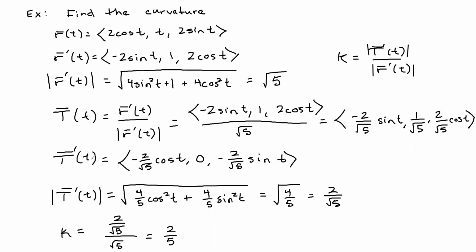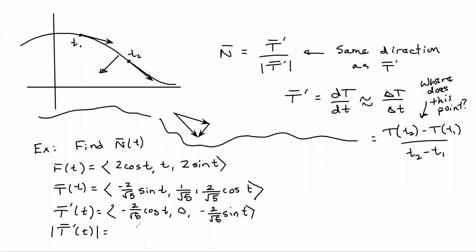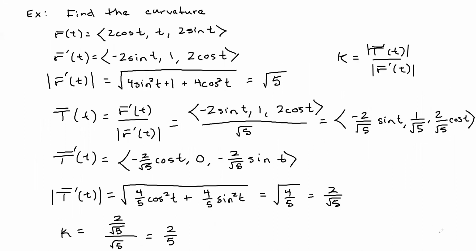And then once we had that, we generated T prime and the length of T prime. It's probably actually faster just to recalculate those. So T prime is going to be negative 2 over root 5 cosine t, 0, negative 2 over root 5 sine t. The length of T prime we will just transcribe. That was 2 over root 5. Let's just check that one. Yep, 2 over root 5.